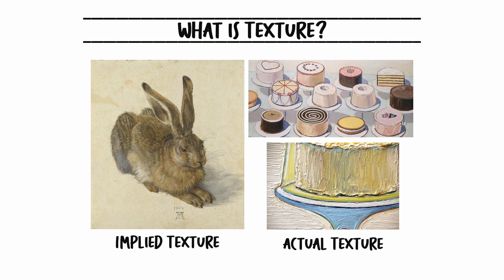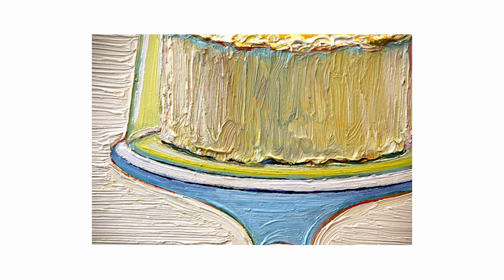So, what is texture? Texture describes the surface quality of an object. Artists use both actual textures, how things feel, and implied textures, how things look like they feel. Artists can achieve different textures by the mediums, the materials, and the tools that they use to create their work of art.